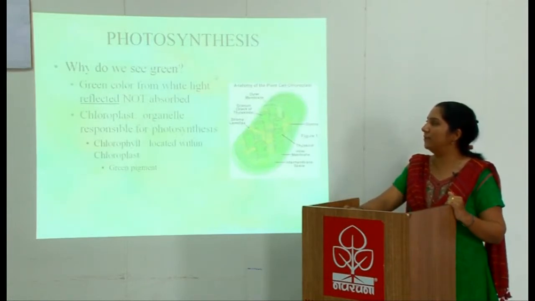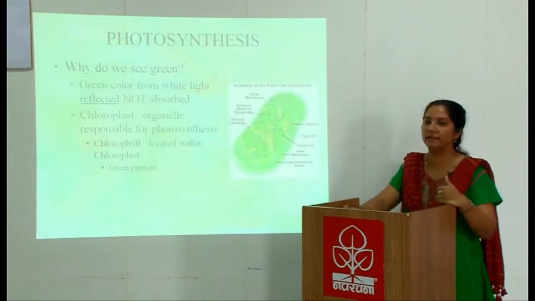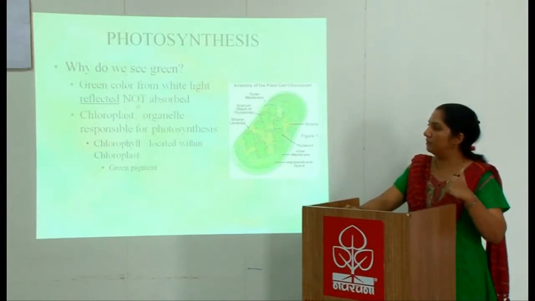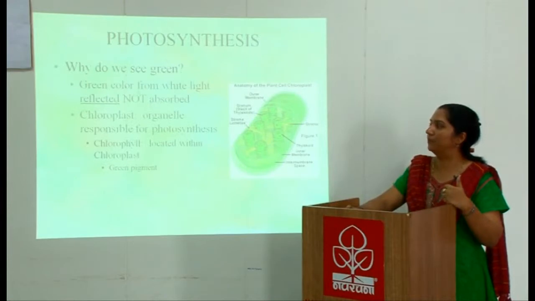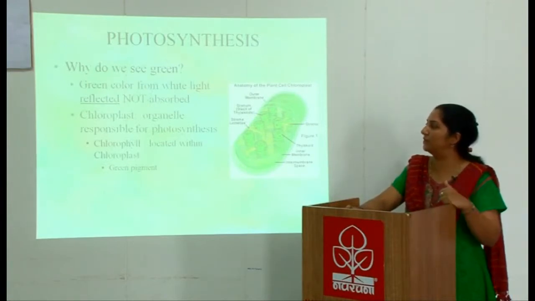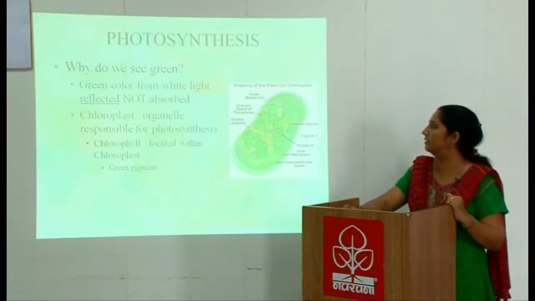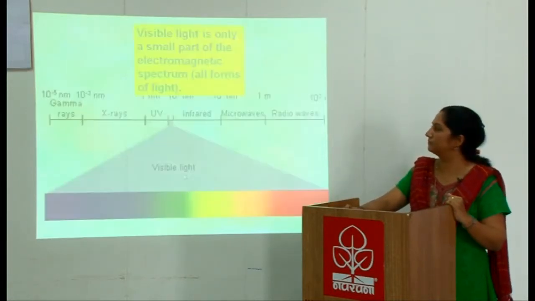So why do we see green? Because the green color from the white light which is reflected is not absorbed. And the chloroplast is responsible for photosynthesis, and chlorophyll is present within the chloroplast. That is why you see the green color in the structure.